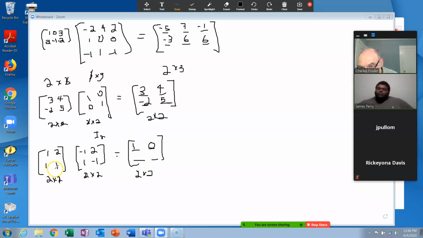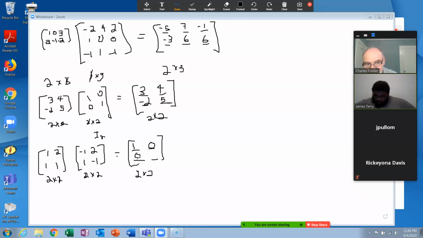Now, this entry here is the second row, first column. So we take the second row of this one by the first column of this one. And that would be a 1 times minus 1 is negative 1. Negative 1 plus 1 times 1 is positive 1. And what does that add to? 0.